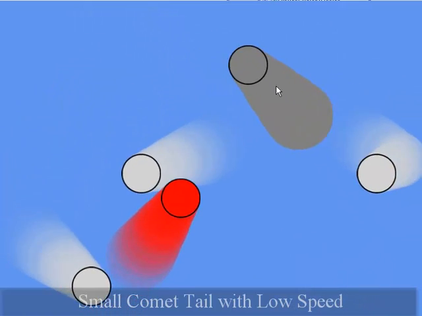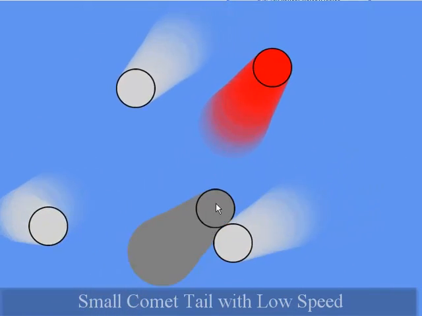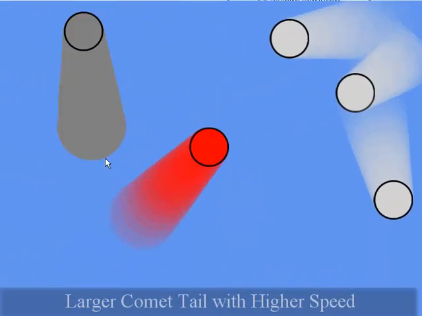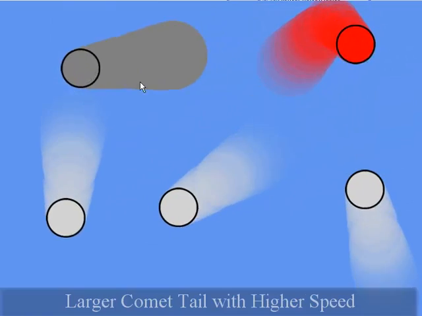The tail bends and turns based on the object's movement. Targets with lower speeds have shorter tails. Targets with higher speeds have longer tails.